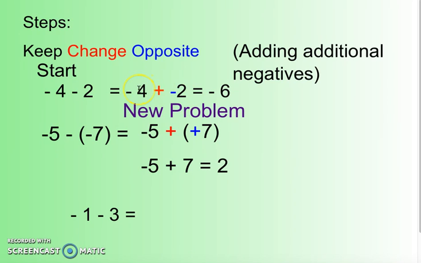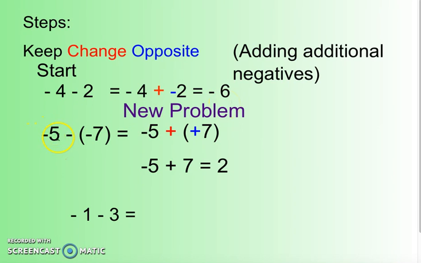And so we need to use our rules. From the last video, we learned that a negative plus a negative equals a negative, and all we have to do is add those numbers together. 4 plus 2 is 6, so the answer is negative 6. So negative 4 minus 2 is negative 6.